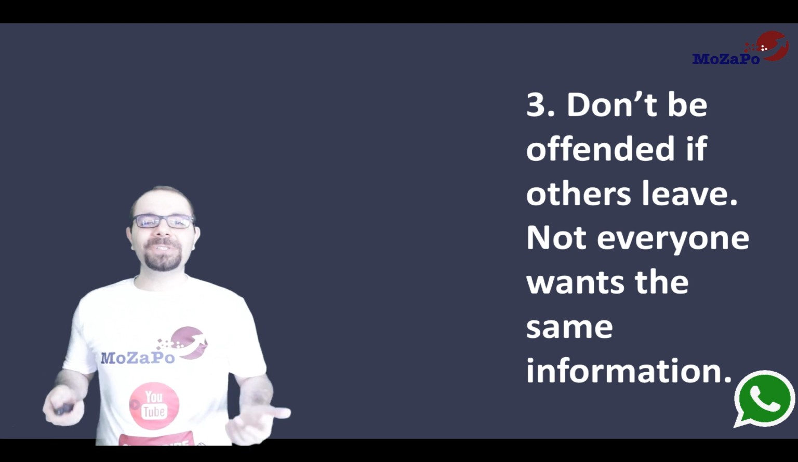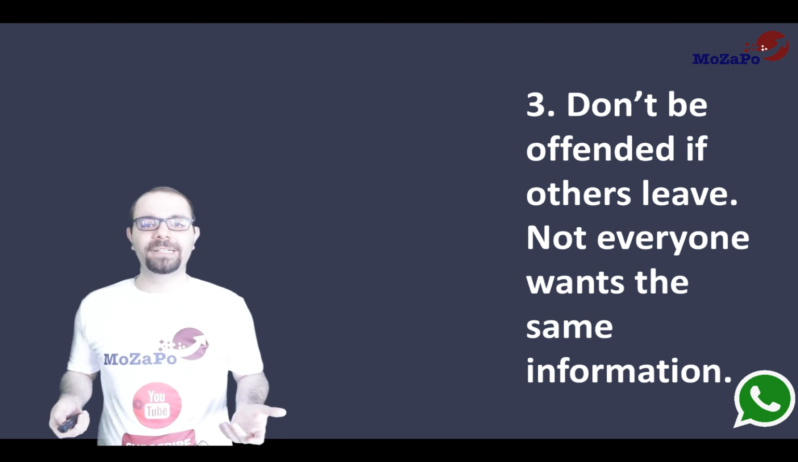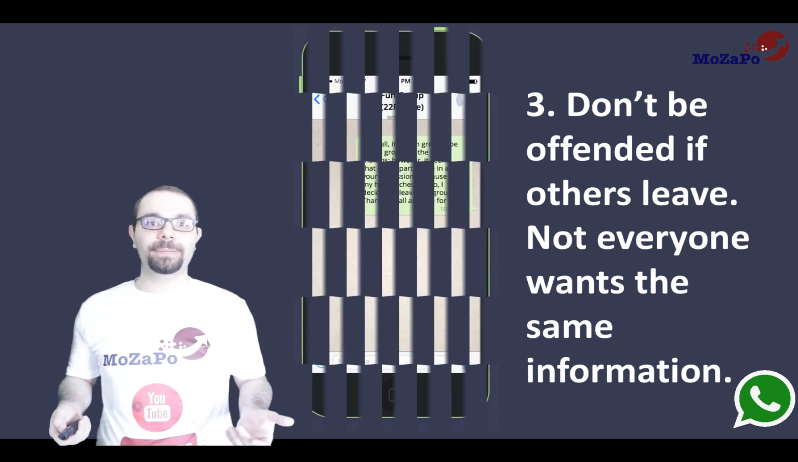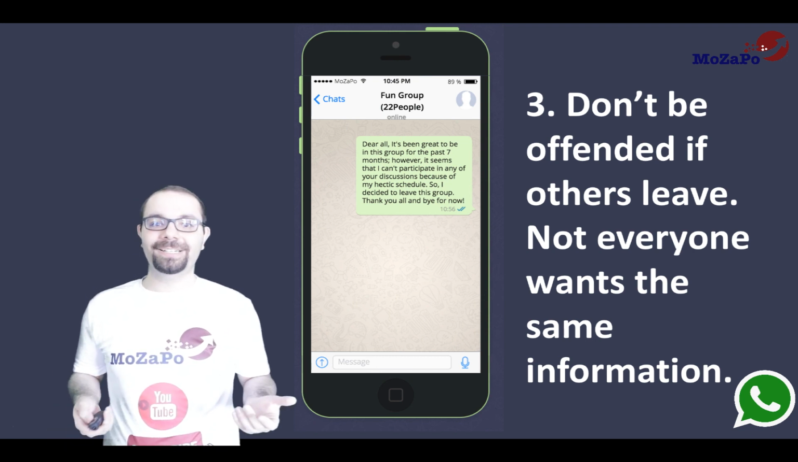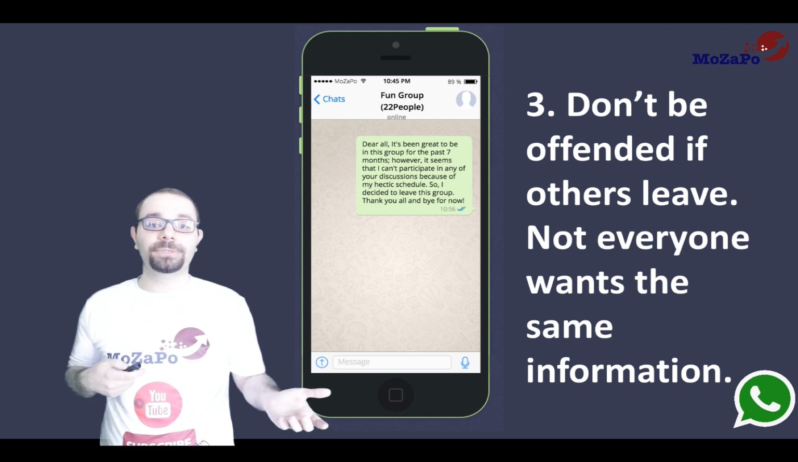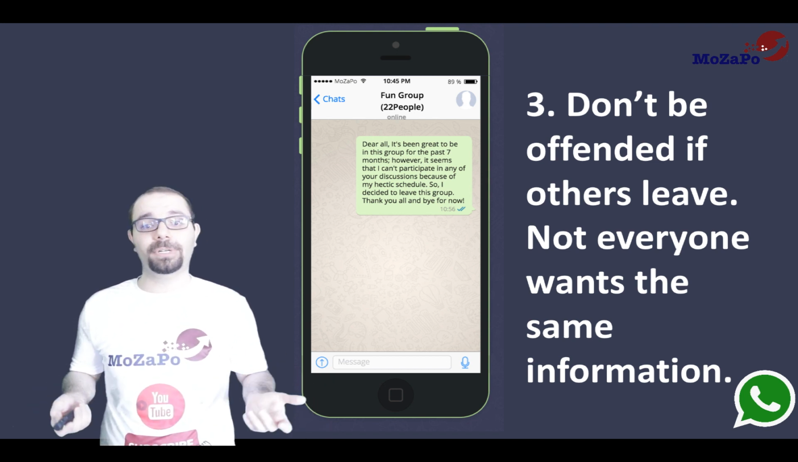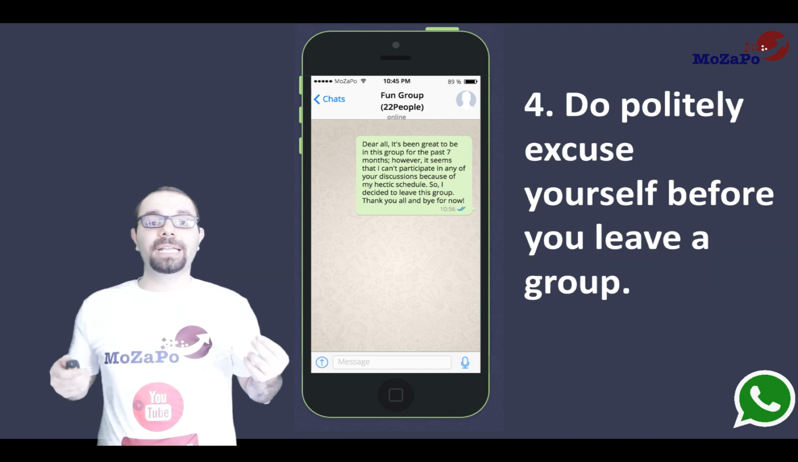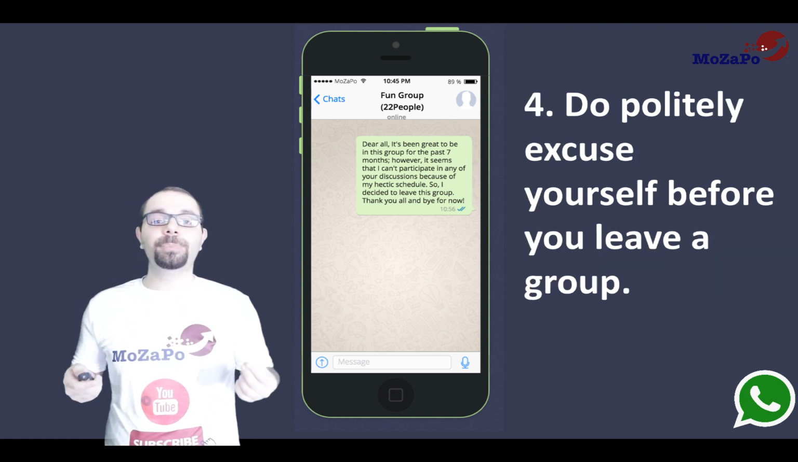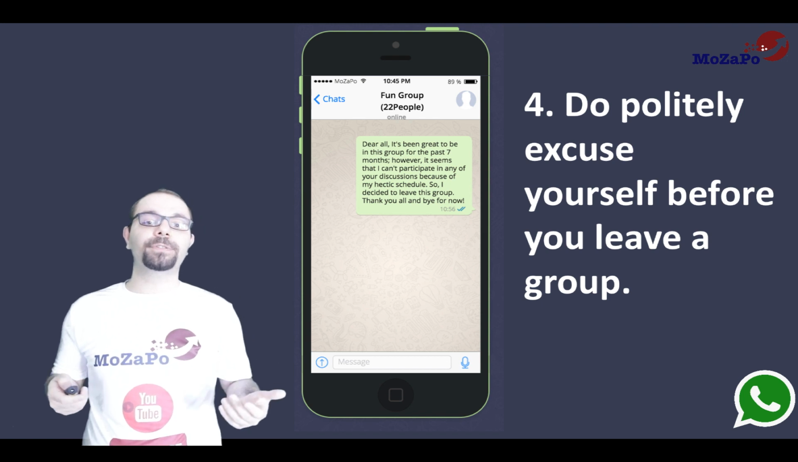Next one, don't be offended if others leave. Not everyone wants the same information. As you see here, for example, there are 22 people here and the person doesn't want to stay in this group. So it is alright if that person wants to leave the group. And if you want to leave the group, do politely excuse yourself before you leave a group.